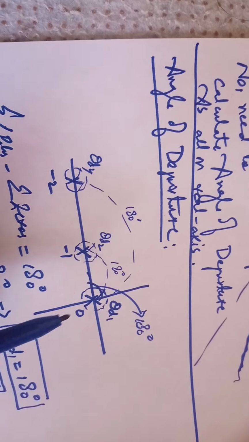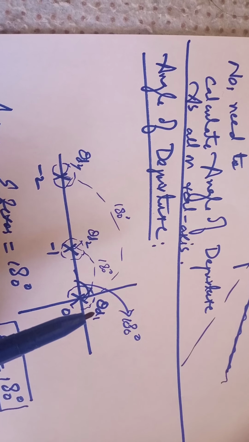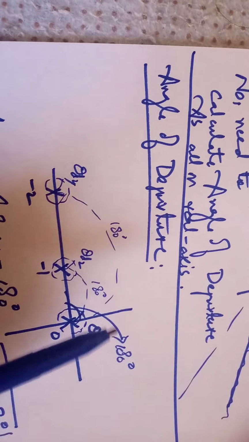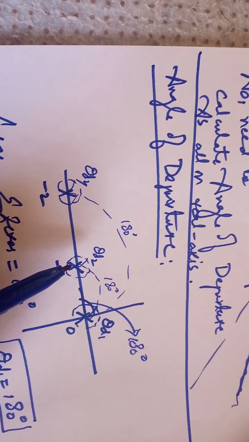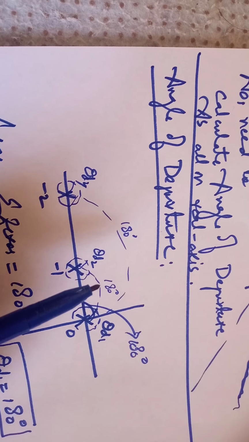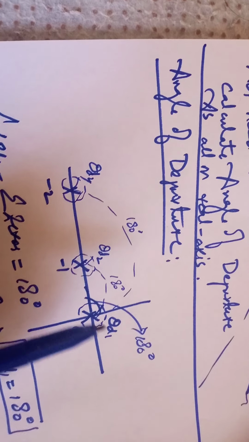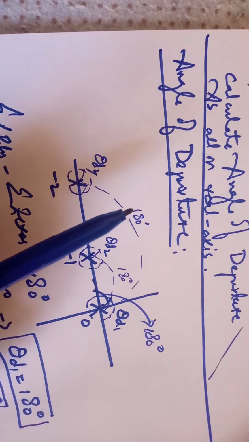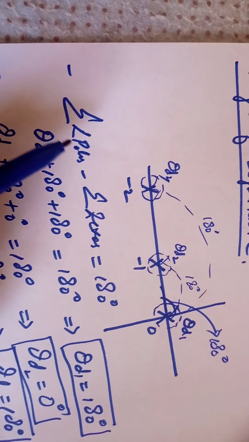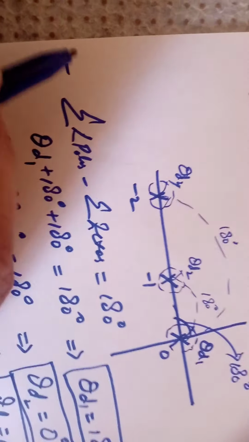Now angle of departure, how I do it: I make a small circle around the pole and call it a departure angle d1. Similarly for this d2, d3. So when I do it for d1, I just calculate the angle from this pole to this pole. When I move to this pole, it takes me 180 degrees, and similarly when I move to this pole, again 180 degrees. So we have a departure angle d1 plus 180 degrees, plus 180 degrees, minus the angle of zeros. There is no zero, so we apply this formula, that is angle of poles minus angle of zeros.